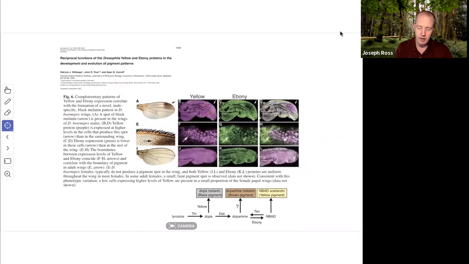And again, this makes sense because if there's a black spot, you would expect the yellow protein to be wherever that black spot is located, producing melanin. And we would expect not to see ebony produced there, because if ebony were in that wing spot, it would be doing this opposite, antagonistic approach of removing some of that DOPA from the melanin production pathway to produce yellow pigment.